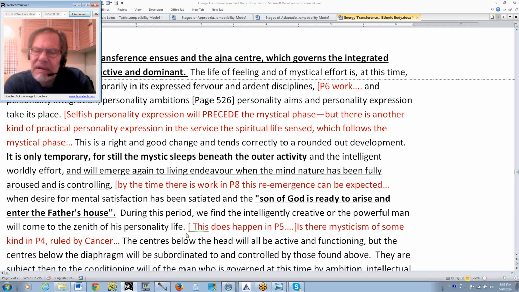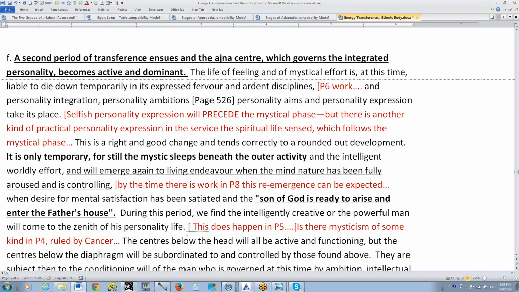But I'm beginning to see, I've always had a little question about really what's going on in petal number 4. I know a type of personality integration is, but the higher of the pairs of opposites does start to come into focus, and man may not know so very much about it, but longs for it. This could be another kind of stage of mystical longing. The centers below the head will all be active and functioning, but the centers below the diaphragm will be subordinated and controlled by those found above.